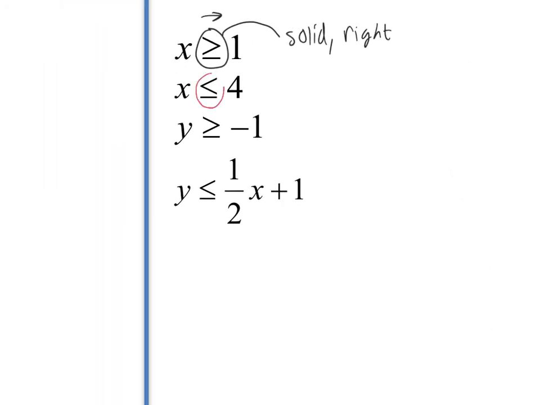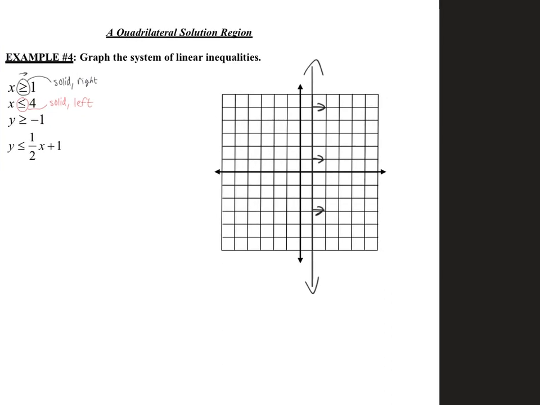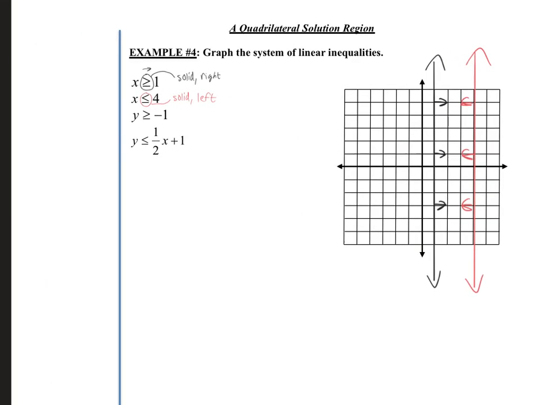Now we have x is less than or equal to 4. Is that solid or dashed if it's equal to? That is solid. Is it left or right if it's pointing to the left? It's to the left. So we have to go to x equals 4. 1, 2, 3. Here's 4. And we're shading to the left. We're going to draw some arrows to the left. So you can kind of see as we're shading between the two areas right now, between the lines, but we still have 2 more graphs we have to do.